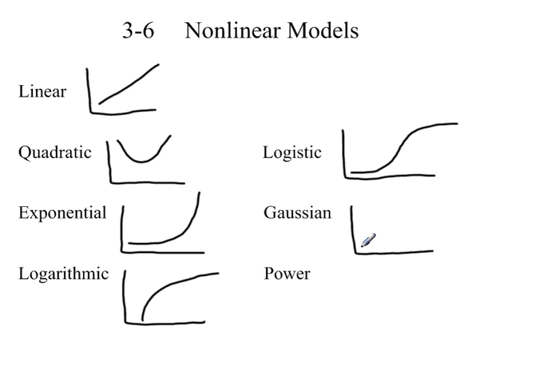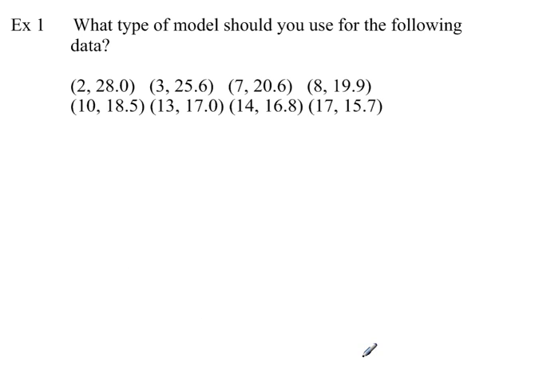Gaussian, if you're taking statistics, you might recognize the bell-shaped curve. That's a Gaussian model. And a power model looks kind of exponential, but usually we don't see that extreme growth that we see in an exponential model. Okay, so those are some general shapes. Now, they don't have to follow these exact shapes, but these are general shapes of different kinds of models that we might encounter.